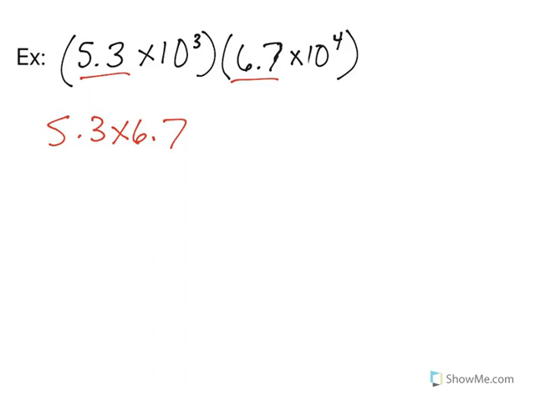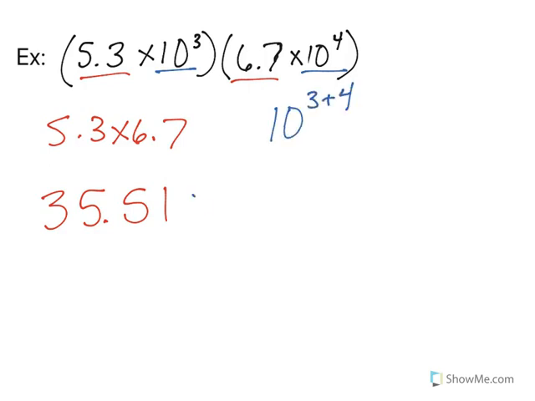When I multiply those together, I get 35.51, and hopefully alarm bells start going off in your head because 35 is definitely bigger than 10. Okay, so now I have my same base, so I add my exponents. 3 plus 4 is 10 to the 7th. This is not your final answer because 35 is greater than 10.